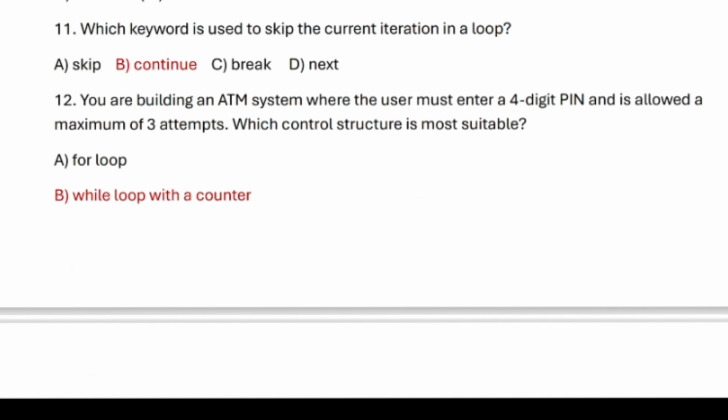Next, which keyword is used to skip the current iteration in a loop? That is continue. You are building an ATM system where the user must enter a 4-digit PIN and is allowed a maximum of 3 attempts. Which control structure is most suitable? Here we are using option B, a while loop with a counter.